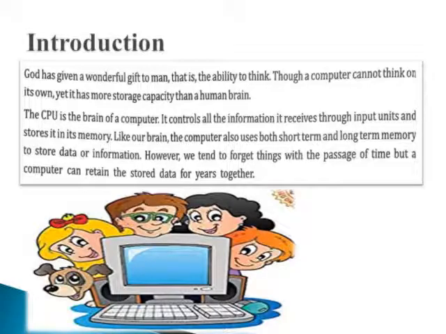Introduction. God has given a wonderful gift to man, that is the ability to think. Though a computer cannot think on its own, yet it has more storage capacity than a human brain. The CPU is the brain of a computer. It controls all the information it receives through input units, and stores it in its memory.